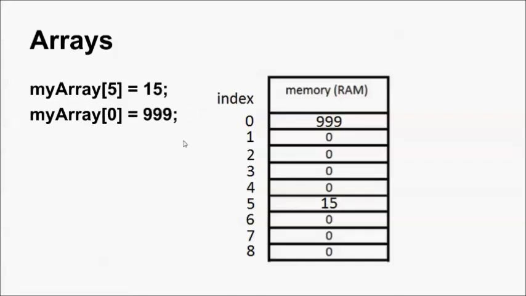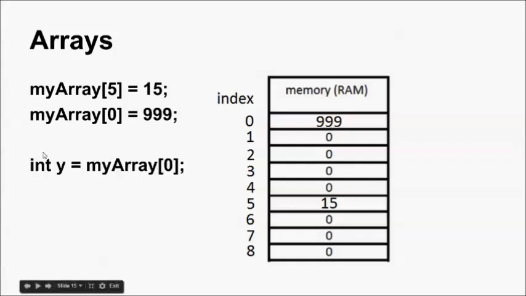How do I get stuff out of an array? It's going to look a little like this. I'm going to create an integer called y, and I'll set it to myArray sub 0. So that's how you pronounce those angle brackets, right? The angle brackets are pronounced sub. So int y equals myArray sub 0. That means go to myArray and get the thing at index 0, which is 999. So that's how you get values out of arrays and put values into arrays.